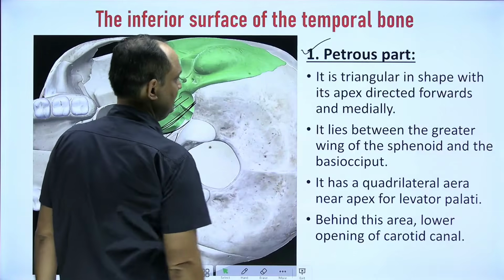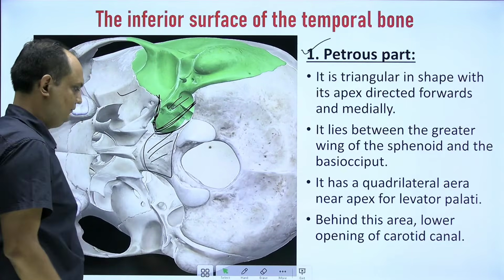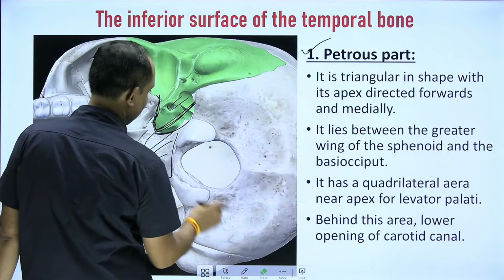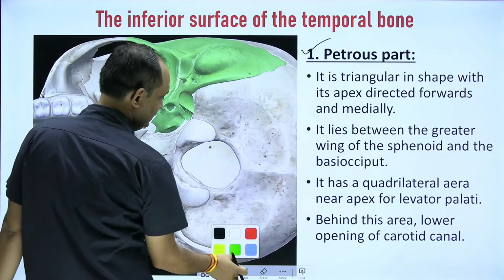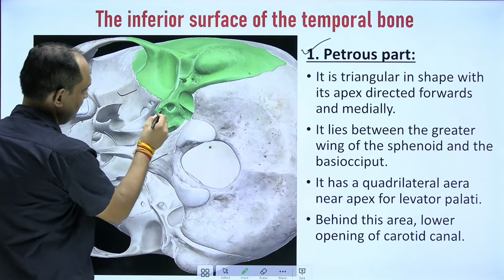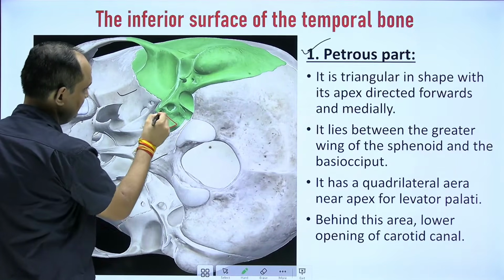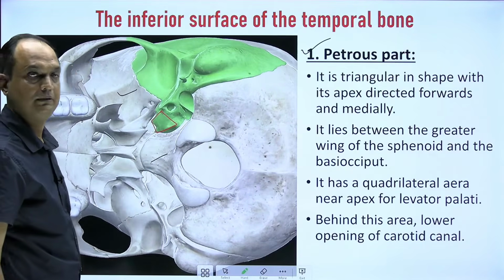Now, it has a quadrilateral area near the apex, and that area provides origin to the muscle known as levator veli palatini. So, where is that area? Now, we are talking about this upper quadrilateral part of the petrous part of the temporal bone.